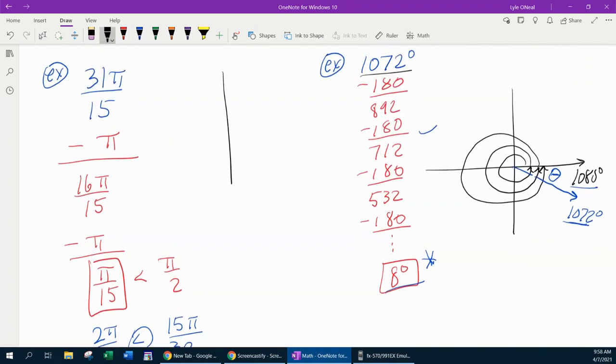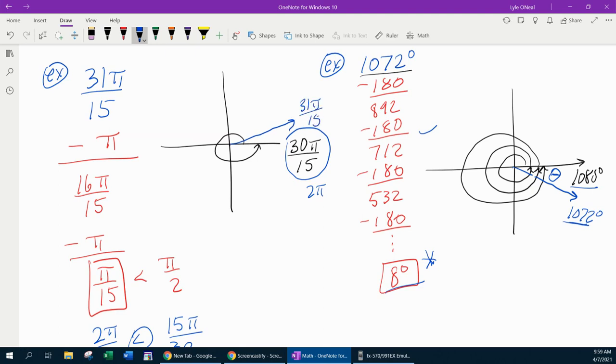And again, I'm going to prove that by going to the coordinate system. If I go a full circle, that would be 2 pi. But remember, our angle is in 15ths, so that would be 30 pi over 15. Our original angle was 31 pi over 15. So if this is 30 pi over 15, remember that's 2 pi, 31 pi over 15 would be how much past this? Well, I think it's pretty clear to see that if this is 30, I just need to go one more 15th to get to 31/15. And so my reference angle has to be pi over 15, or 1/15 pi.